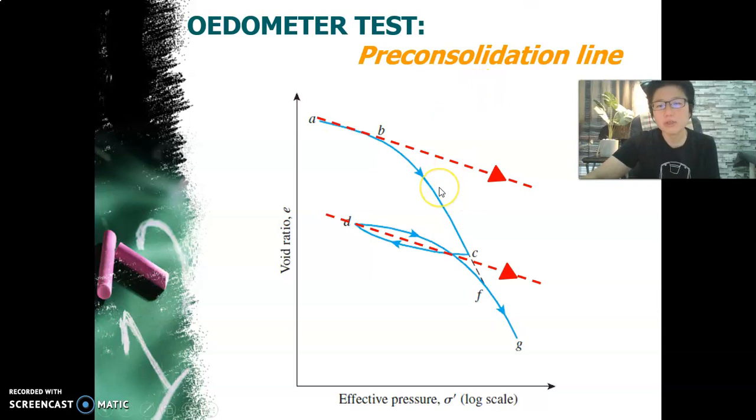So this is how we usually conduct the odometer test, do an unload reload loop to identify the pre-consolidation line. If you keep doing this, right, load unload, go down more, load unload, you find that the lines that you draw are always parallel. Alright, it's because every soil has a certain signature, its identity, so it's the same.